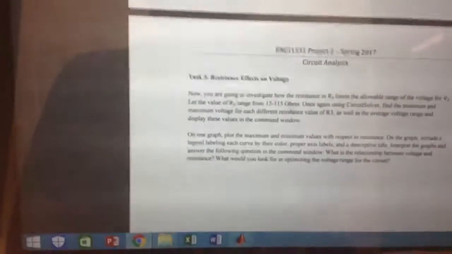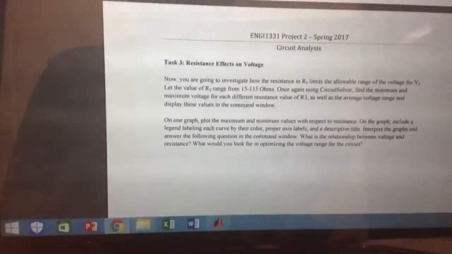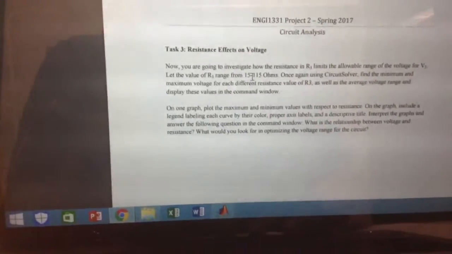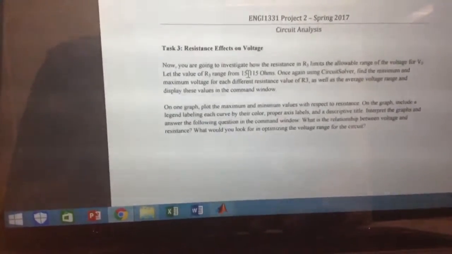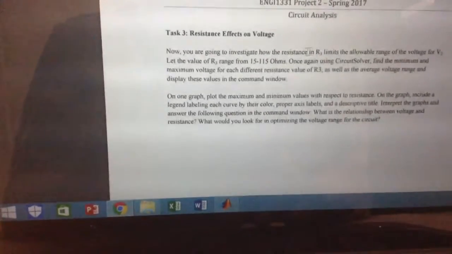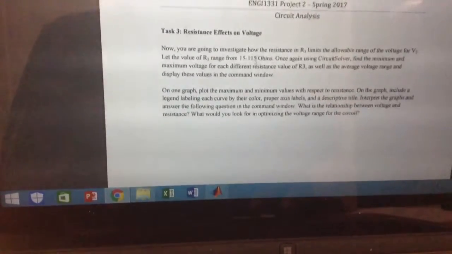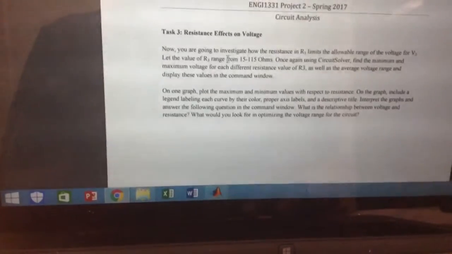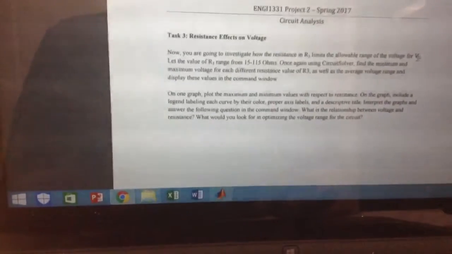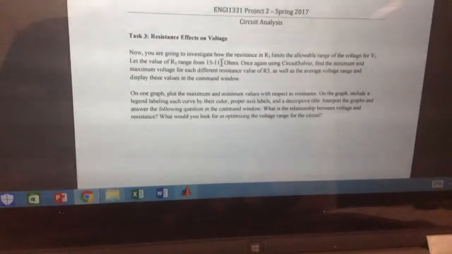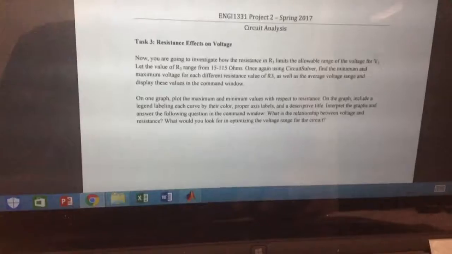Let's see the last one. Okay, it asks about the range. We set the range for the resistor from between 15 to 115 ohms, and we have to figure out, when the range for the domain of the resistor changes, what's going to happen to the minimum voltage for V2 and the maximum voltage for V2? If the resistor 3 changed, will this value change also?